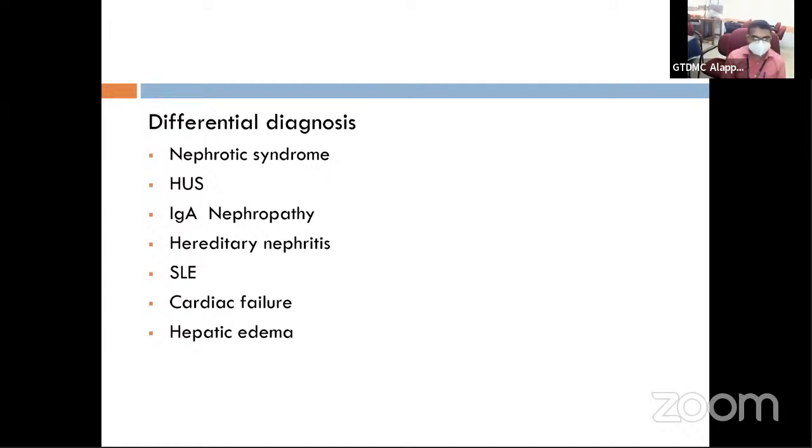And hepatic edema is another differential diagnosis. So you have to look for any features of chronic liver disease like gynecomastia, spider nevi, then pallor, deficiencies of fat soluble vitamins, etc., to rule out a hepatic edema. Hepatic edema usually manifests with onset around the abdomen, starting as ascites and spreading to the other parts of the body because of hypoalbuminemia. So these are the differential diagnoses of PSGN.